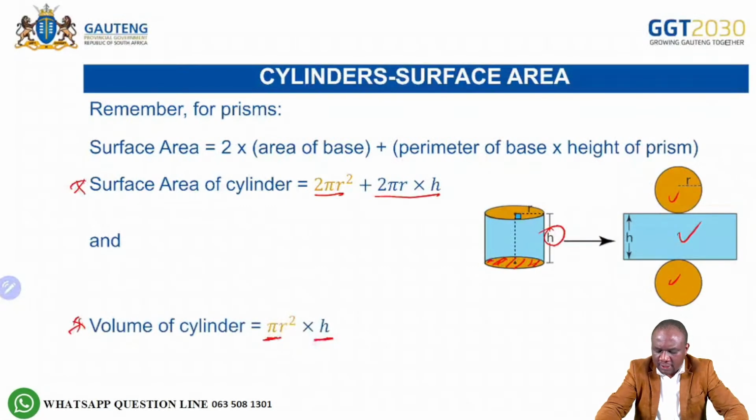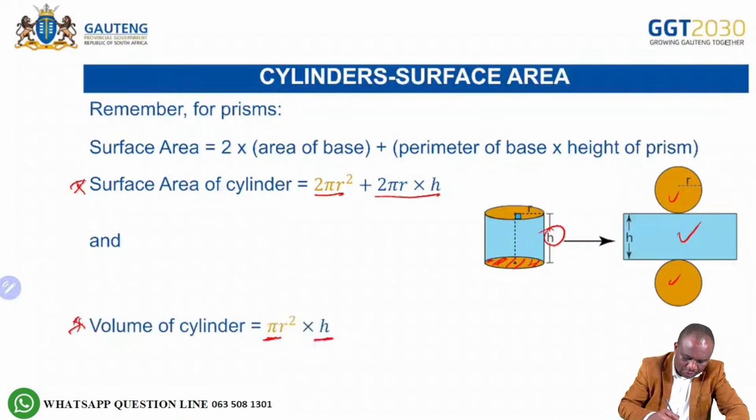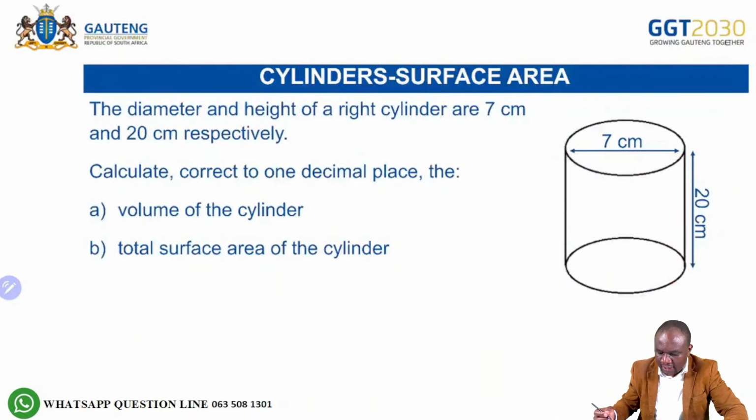Right, welcome back, grade 10. Now I want you to use these two to do the following activity. We're given a cylinder with a diameter of 7 centimeters and a height of 20 centimeters. Let's calculate the volume of the cylinder and then the total surface area of the cylinder. Let's do this in 4 minutes.